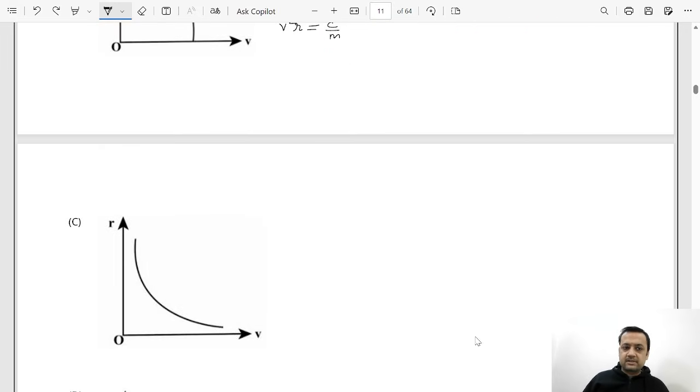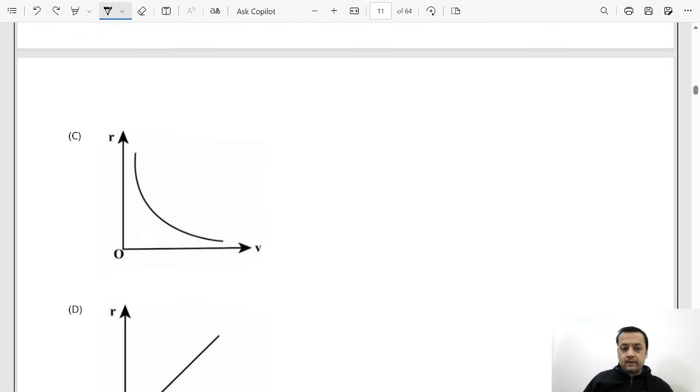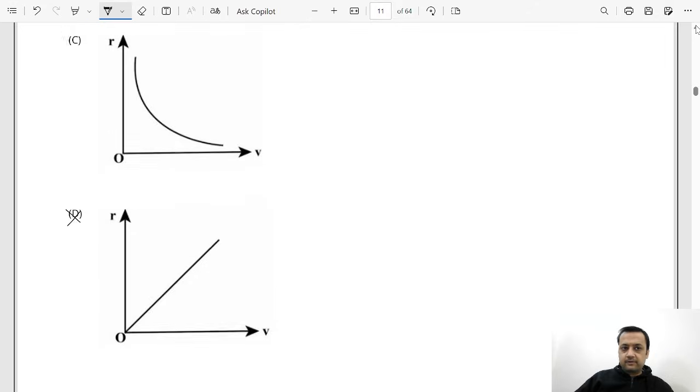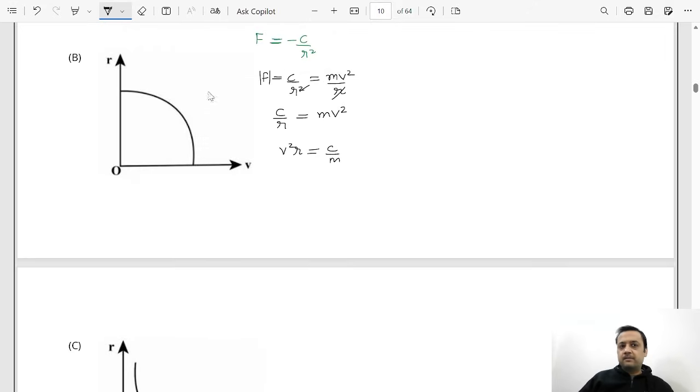Okay, let's check the other options. Here also, the radius is decreasing and the speed is increasing. If you move in this direction, the radius goes down but the speed increases. But if you go in this direction, the radius increases and the speed goes down. So option C could also be a possibility. Option D is clearly wrong. That is not possible, because again, this is a straight line graph.